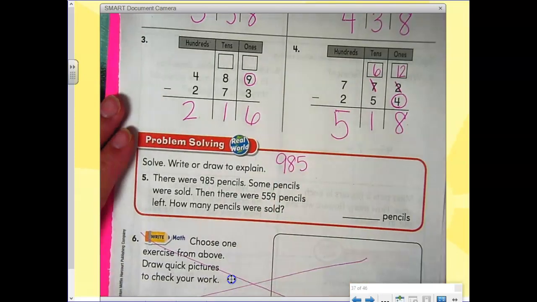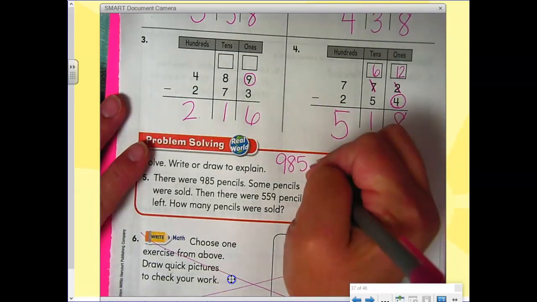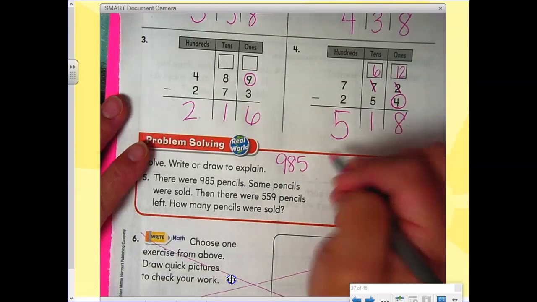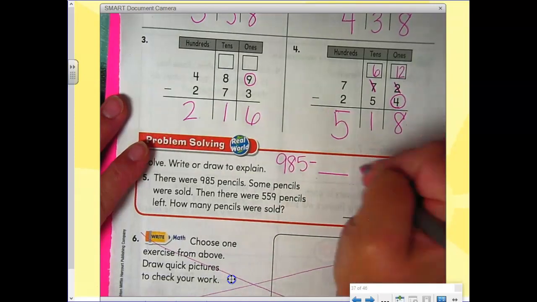Some pencils were sold. Then there were 559 pencils left. How many pencils were sold? So it's almost like saying 985 minus some were sold. There are 559 left.